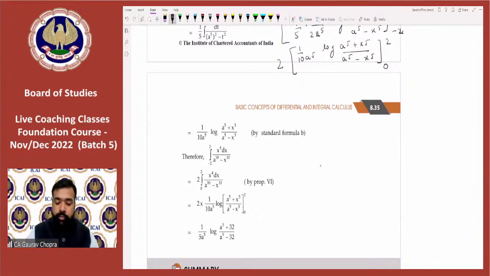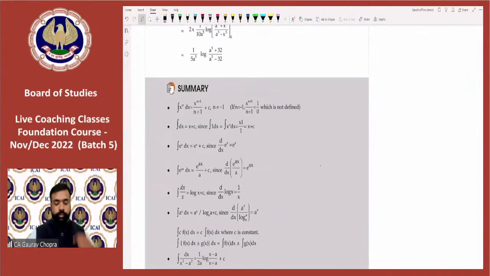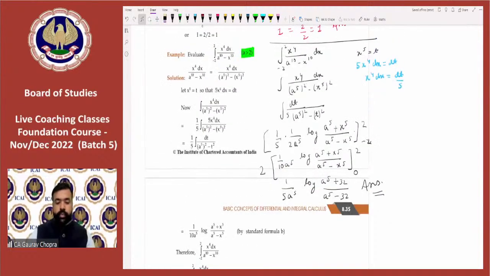So after application, we are getting the final result as 1 upon 5 a to the power of 5 log of (a power 5 plus 32) upon (a power 5 minus 32). So this becomes the final answer. Okay. So this was definite integral. Now we can try some extra questions for the practice.